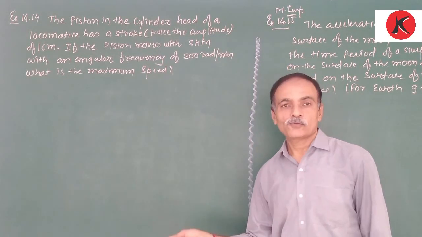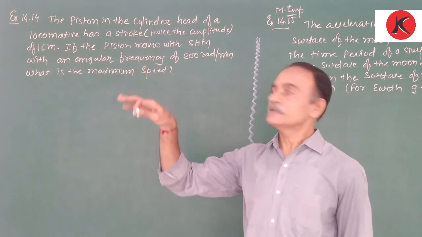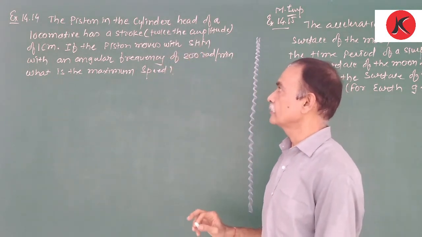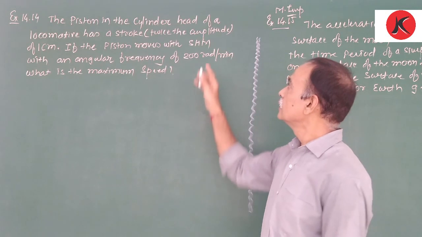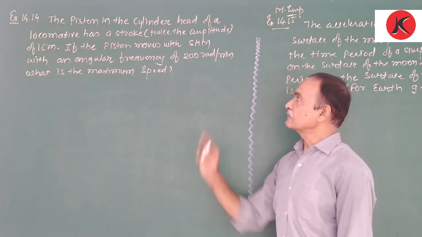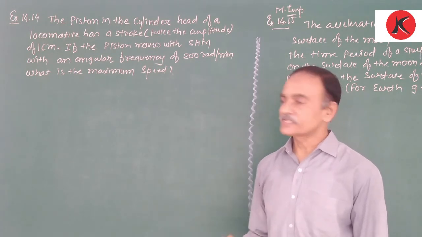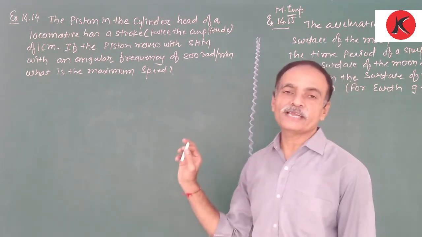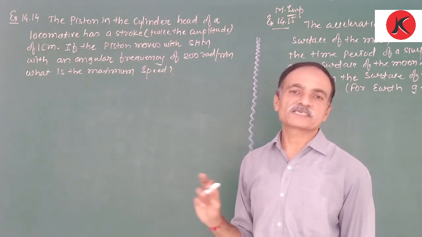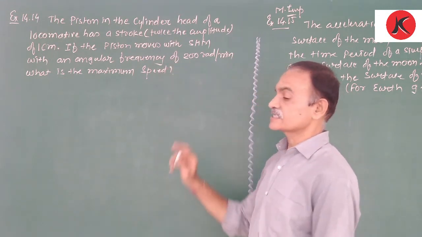Next numerical 14.14, earlier is 13. Now the piston in the cylinder head of a locomotive has a stroke twice the amplitude of 1 centimeter. If the piston moves with simple harmonic motion with angular frequency of 200 radian per minute, what is the maximum speed of the piston? Now first thing, what is the stroke?